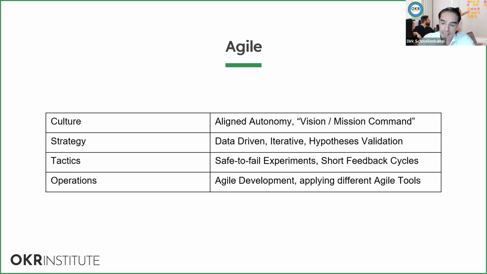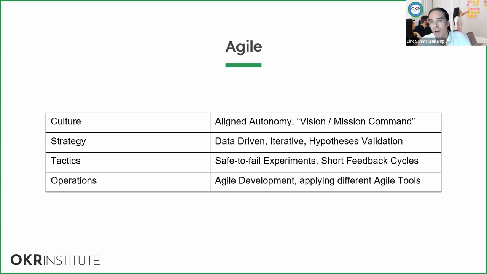Strategy-wise, it's much more data-driven. So we have to make smarter and faster business decisions rather than waiting till the end of the cycle or the end of the quarter. Iterative hypothesis validation: we have to validate constantly if we move towards the right direction. Tactics: safe-to-fail experiments. So it's okay to fail on your goals if you have shorter feedback cycles.